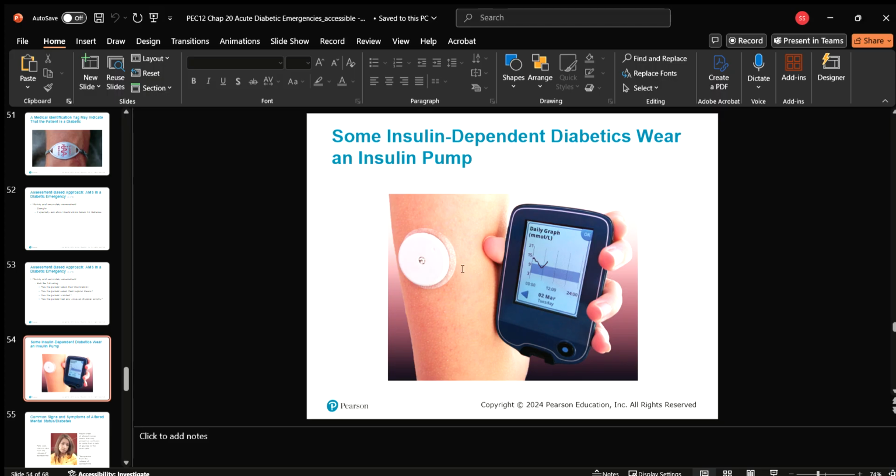Here, you have somebody that is an insulin dependent diabetic. They may have a pump, but you also have glucometers that don't have to directly interact with the patient. That is, they have a device that's implanted in them, and it just sends that information to a machine. Sends that information to a machine.